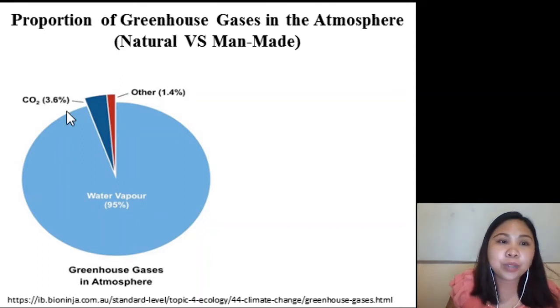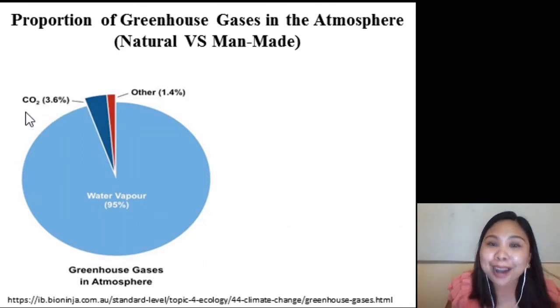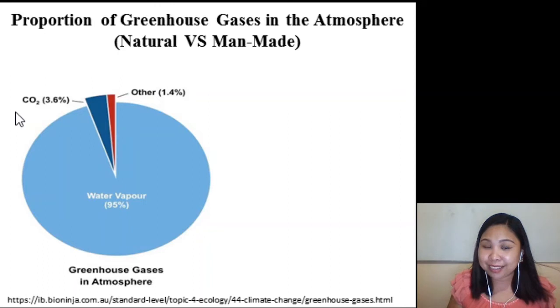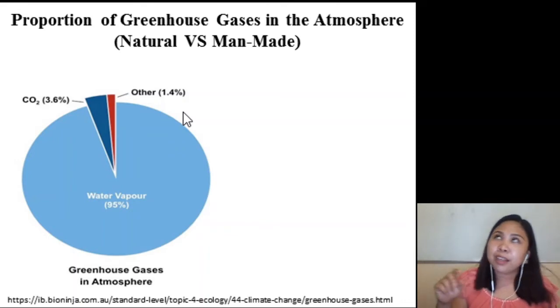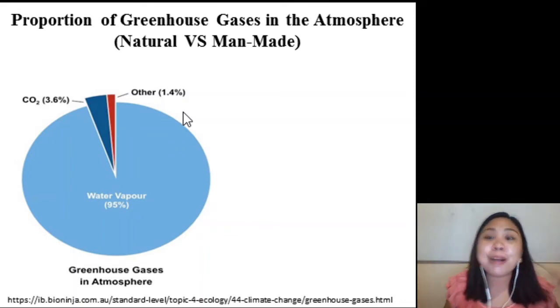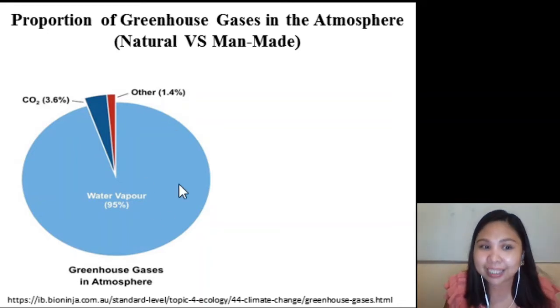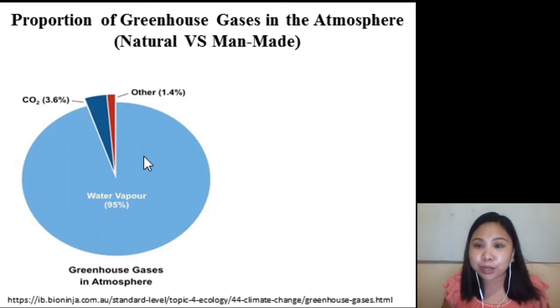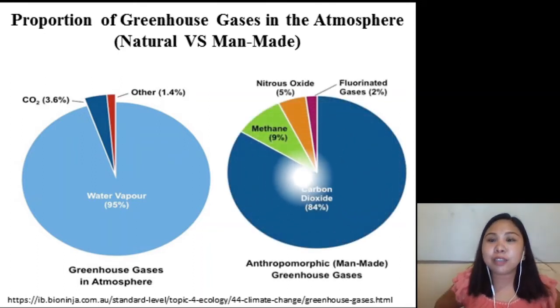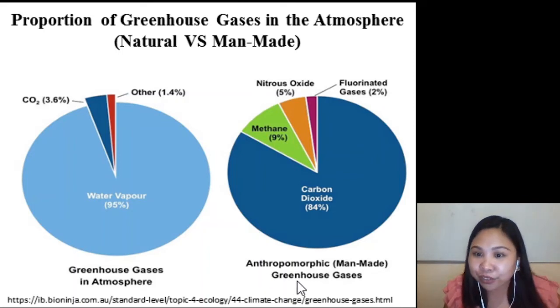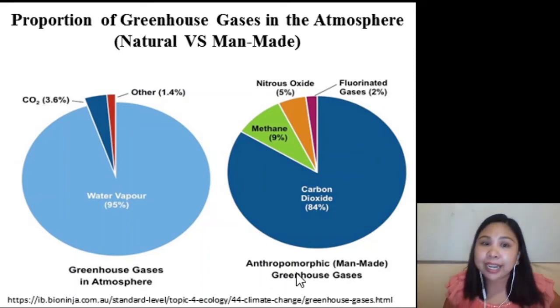Ayan. So, dapat 3.6% lang ang carbon dioxide. 3.6 lang ha. And others, yung methane, yung ozone, nitrous oxide, basta yung iba pang greenhouse gases. So, dapat 1.4% lang. This is according to the naturally occurring greenhouse gases. But, because of the human activities, tinawag natin anthropogenic, which means man-made, greenhouse gases.